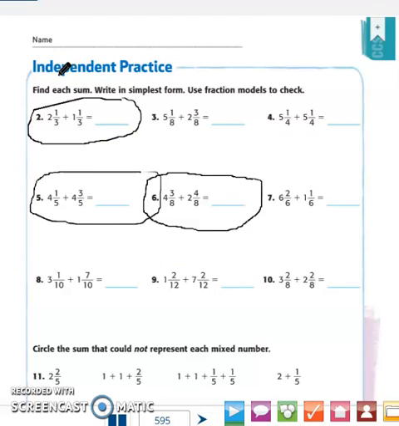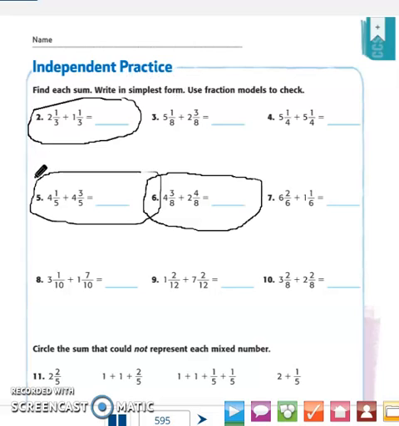So when you get to the independent practice, it says find each sum and write in simplest form. And again, as I've talked about before, simplest form is not a requirement for the fourth grade framework. So you can draw your fraction models to check, but you do not have to write in simplest form. You can challenge yourself to do simplest form.